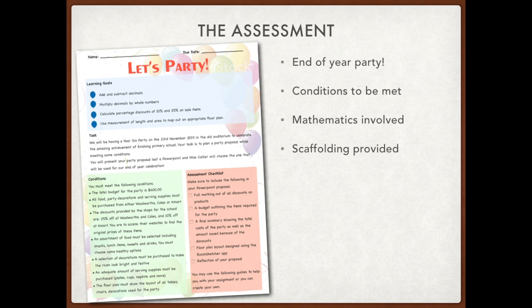In this task, Year 6 students will be preparing their own party proposal for their end of year celebration as they finish primary school. They will submit this proposal to the teacher, and the teacher will choose one to use as the final product. There are conditions for the students to meet, including a budget, what they need to buy, the websites that they can access to buy these items.